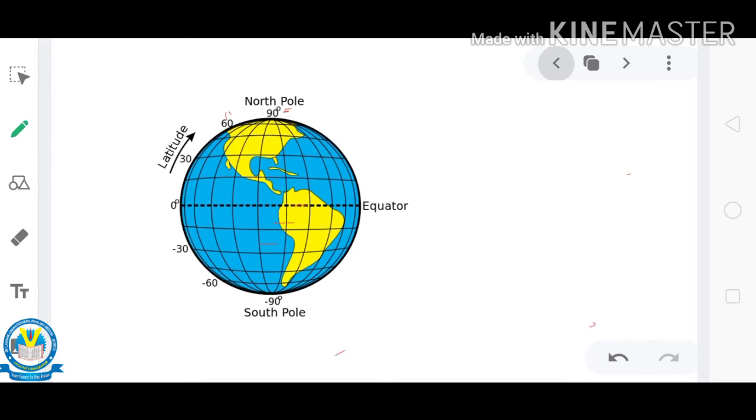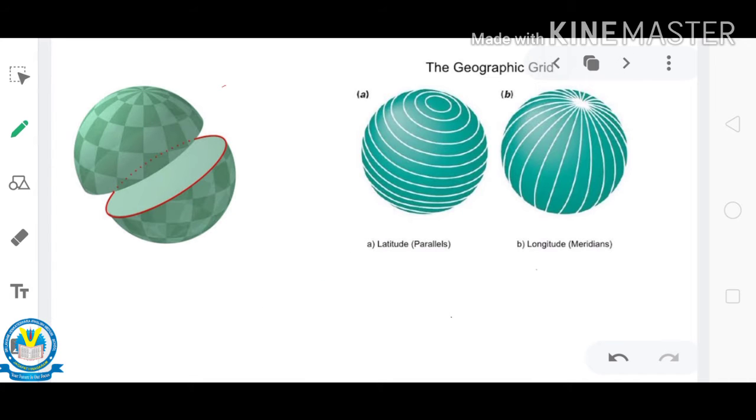Here it is a globe. On a globe, a network of latitudes and longitudes is drawn. Both latitudes and longitudes are imaginary lines, as we already know. This is called the grid. With the help of the grid system, we can locate places and learn much about them. Next, first of all, we discuss latitudes.